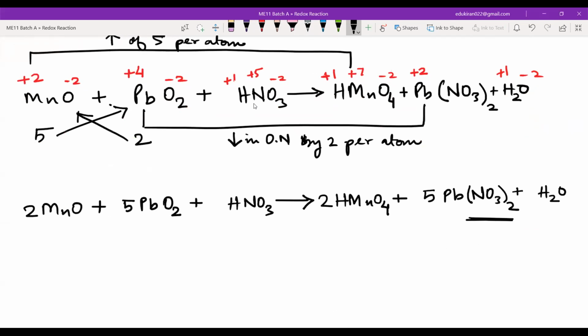This is 2 plus 10, 2 5s are 10, 12, 12, and here there is 30, 12 plus 30 is 42, and after that here 4 twos are 8, so 30 plus 8 is 38, and 4 more is 42. Yes, both of them have 42 oxygens.